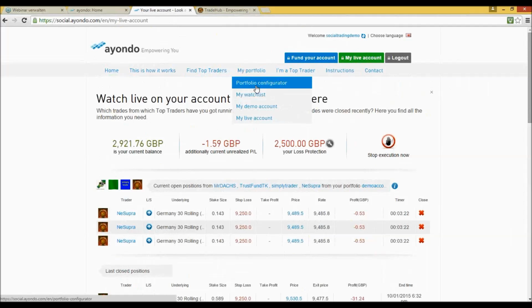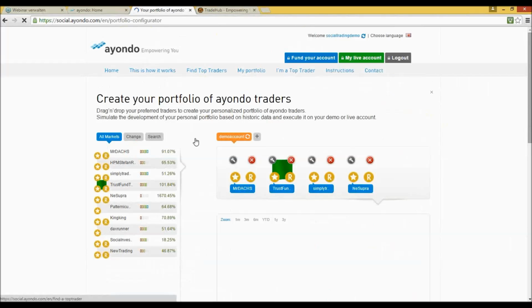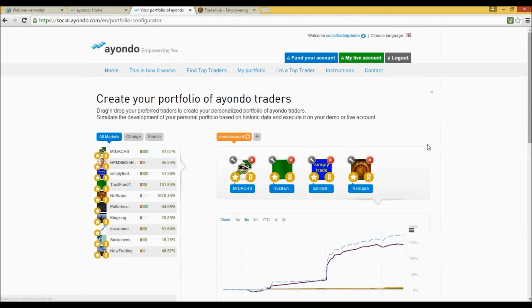Now, the portfolio configurator is where you will be spending most of your time, alongside the Find the Top Traders section. It really is, as I said, the heart of social trading. When you want to be looking at what these traders are doing and what they've done, you use the league table and their transaction history. And when you want to tweak your portfolio and change things around, you want to be in your portfolio configurator. I'll quickly show you how you can personalize your trading profile, but this will be covered in more depth in another webinar.